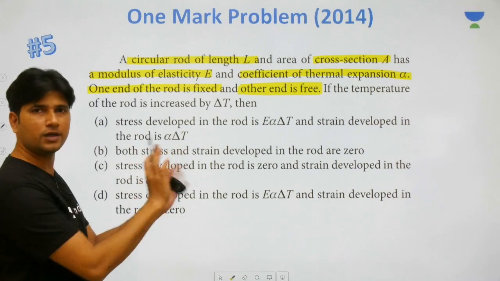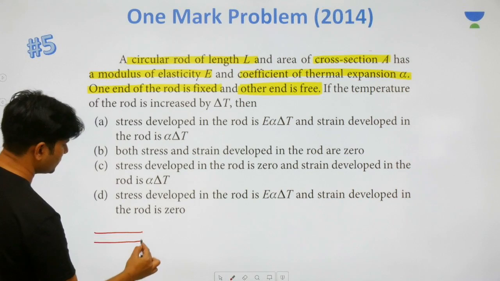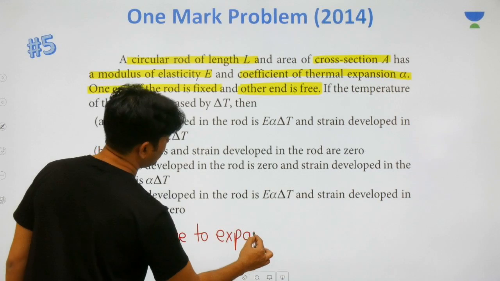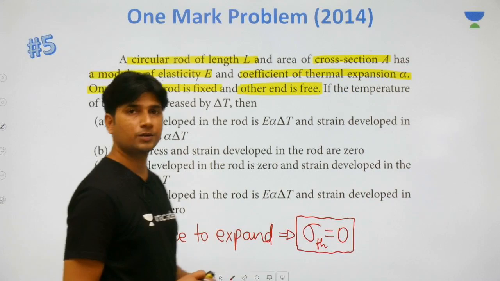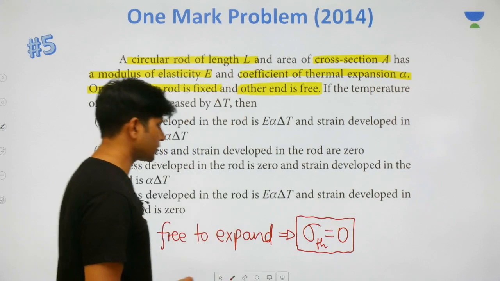Now here the problem ends. It is very simple. Once they say that one end of the rod is fixed and the other end is free, that means the rod is free to expand. And if the rod is free to expand, naturally, there will be no thermal stress induced in the rod. The rod wants to expand and you are allowing it to expand. Why would the rod resist? The rod is not going to resist. So stress is going to be zero.